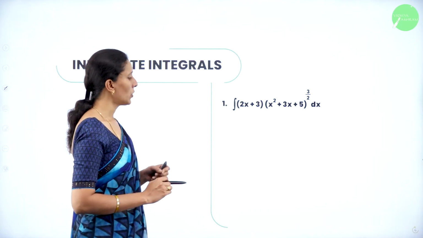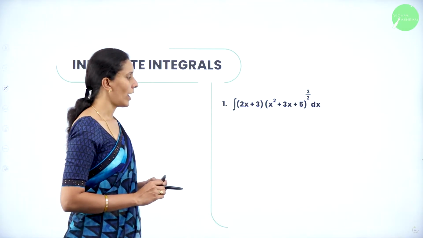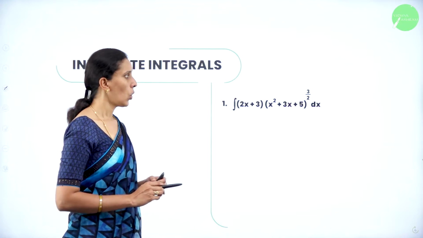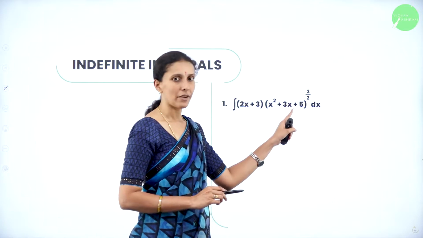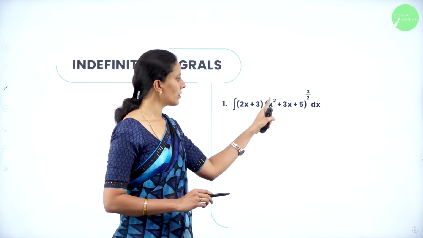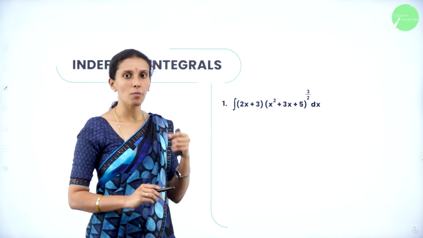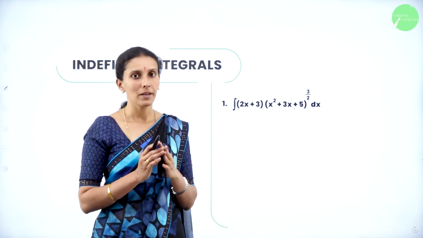First one we have 2x plus 3 into x square plus 3x plus 5 whole to the power 3 by 2. So I can consider this as f of x. If this is f of x, the answer should be in the form of f of x to the power n plus 1 by n plus 1.